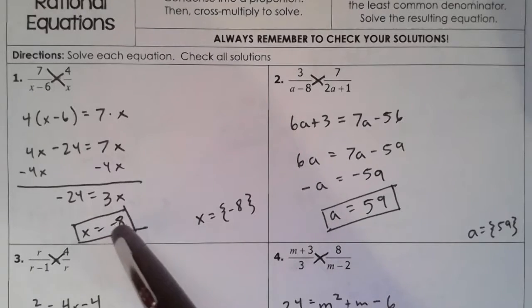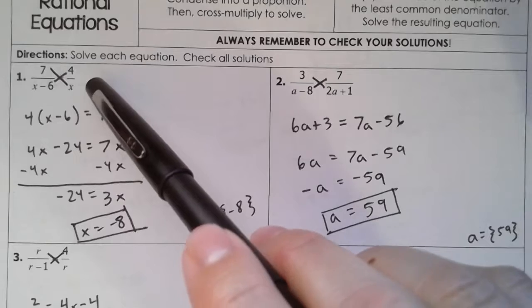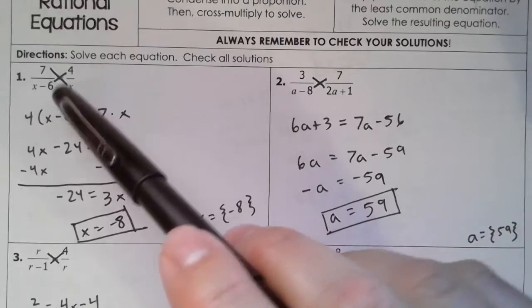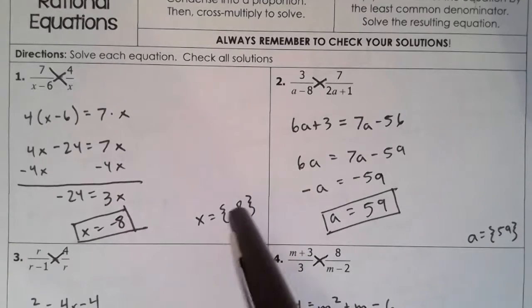What you need to check is that when you plug it into the original, it checks out, that you're not getting 0 in the denominator. So you can see that it does. So then my solution set is negative 8.